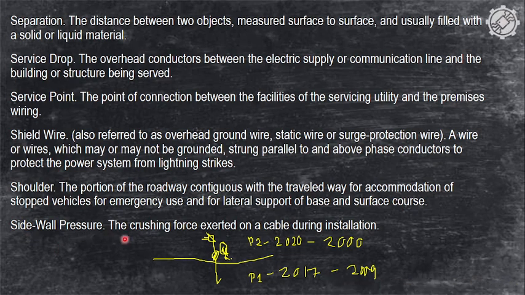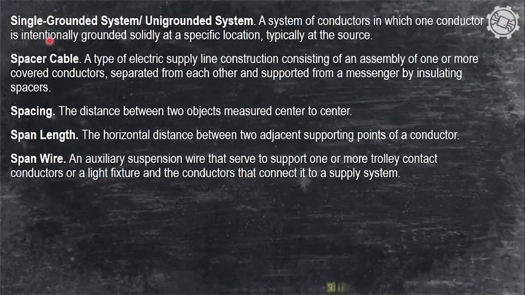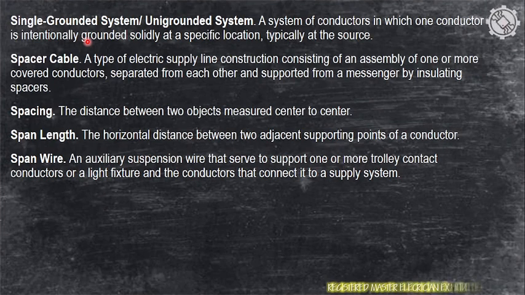Sidewall pressure: the crushing force exerted on a cable during installation. So that is the sidewall pressure, that is the crushing force. Then single grounded system or unigrounded system: a system of conductors with only one grounded conductor, which is intentionally grounded.